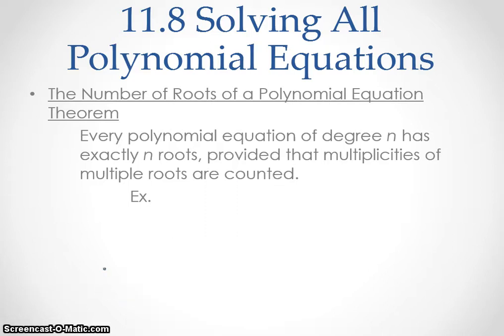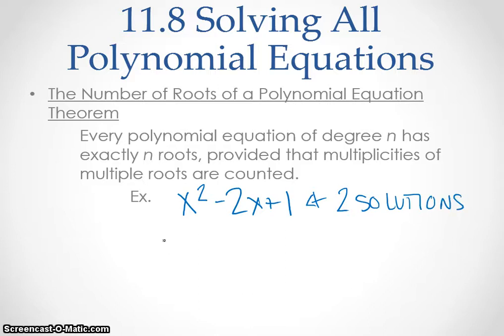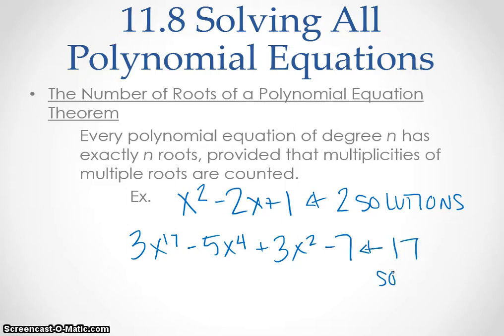We did touch on this in the beginning of the unit, but today we're going to actually talk about it in depth. So let's say, for example, you had x squared minus 2x plus 1. That would mean this is going to have 2 roots or solutions. Let's say you had 3x to the 17th power minus 5x to the 4th power plus 3x squared minus 7. Since the highest exponent here is 17, this would have 17 solutions, which is pretty crazy. We won't ever deal with ones really that big, but you could get there, and you should have 17 solutions.